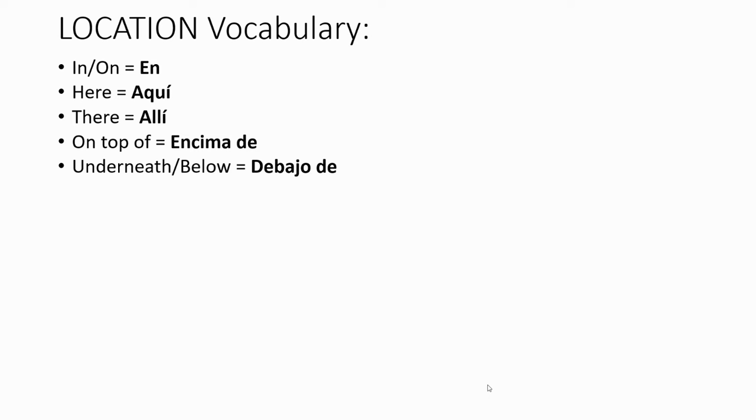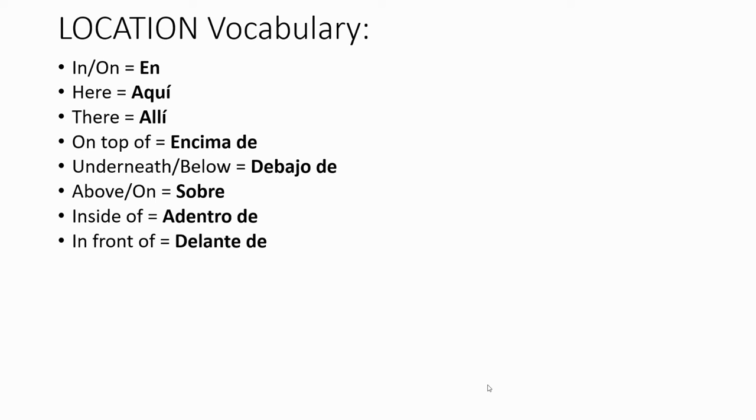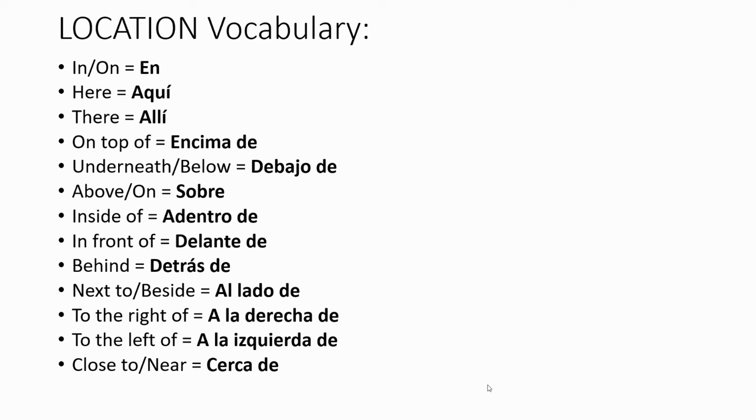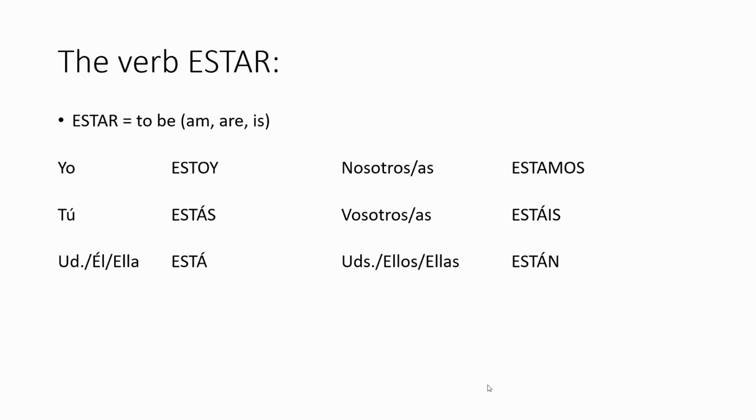We have en, aquí, allí, encima de, debajo de, sobre, adentro de, delante de, detrás de, al lado de, a la derecha de, a la izquierda de, cerca de, and lejos de. We use the verb estar to say where people and things are located.